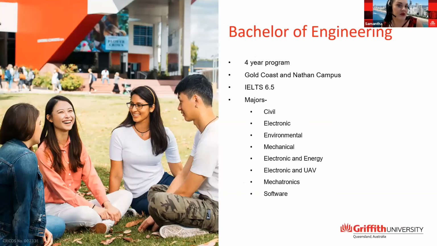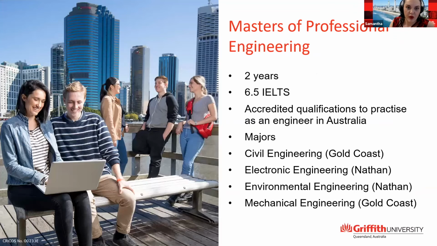We have our Bachelor of Engineering, which is available at Gold Coast and Brisbane, and it's a 4-year program and offers a range of different majors from civil, electronic, environmental, mechanical. And then from there, you can specialize even further into engineering, UAV, mechatronics, and software. If you're wanting to become a registered engineering professional and you have a background in maybe engineering from another country or a background in science and maths, you might be eligible to do our 2-year Masters of Professional Engineering, and that will allow you to become an accredited engineer in Australia, and that is for civil engineering, electronic engineering, environmental engineering, and mechanical engineering.